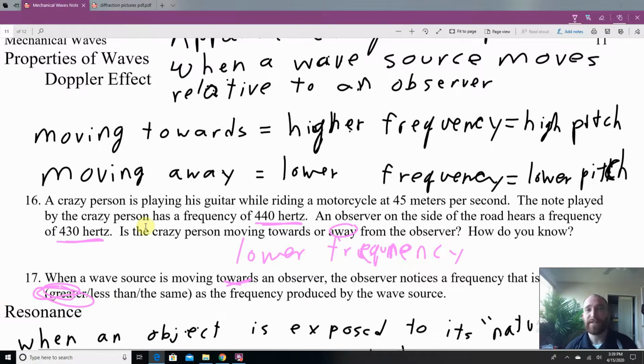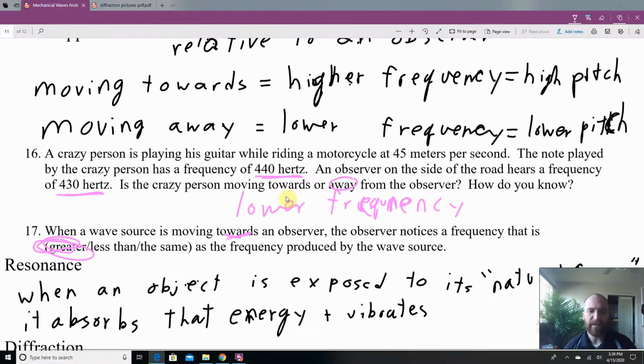Cool. Next up, resonance. This is the weirdest one that we're going to cover. Resonance is a unique property that items have when they interact with waves. Resonance is when an object is exposed to its natural frequency, and this is the big phrase when you deal with resonance: natural frequency. When an object is exposed to its natural frequency, it can absorb that energy and will begin to vibrate.